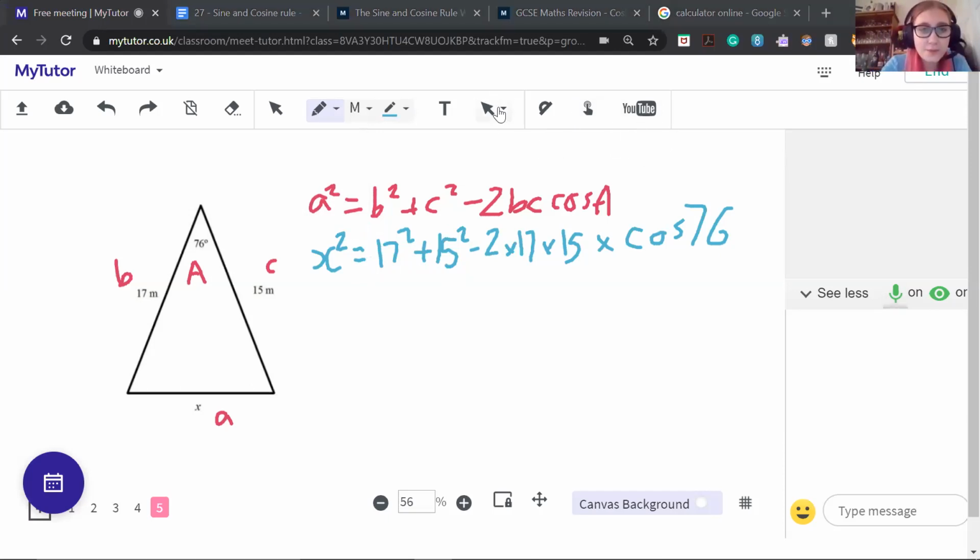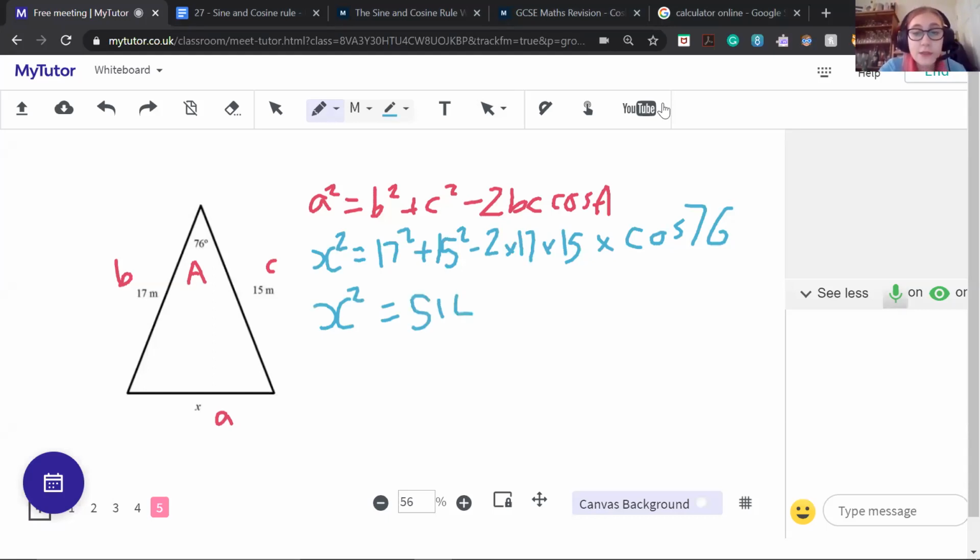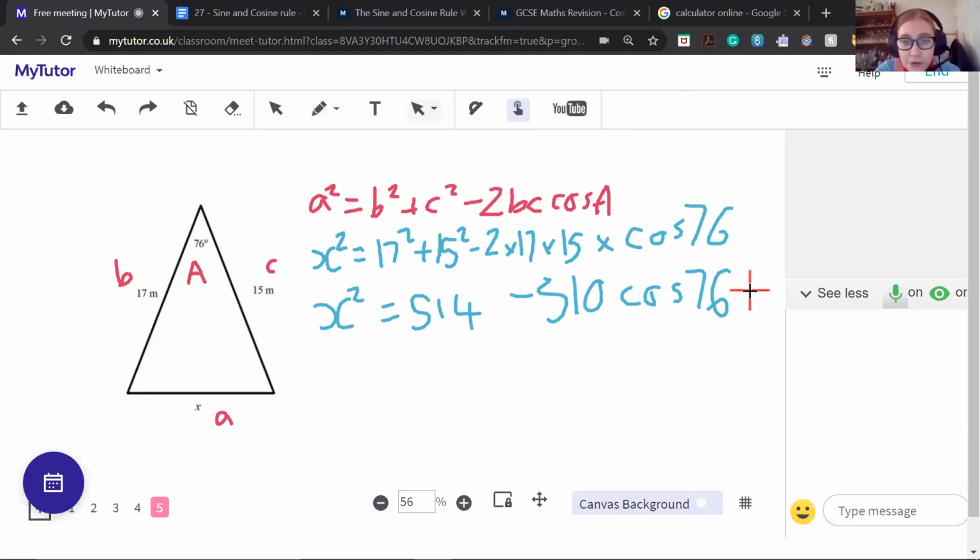So the first thing that I do is I add 17 squared and 15 squared. So let's do that. So 17 squared plus 15 squared equals 514. So we have x squared equals 514. And then I do 2 times 17 times 15. So 2 times 17 times 15 is 510. So minus 510 cos 76. And already I think that this is looking very manageable. Now we've got rid of loads of the big numbers. So I would just put in all of this into my calculator in one go.